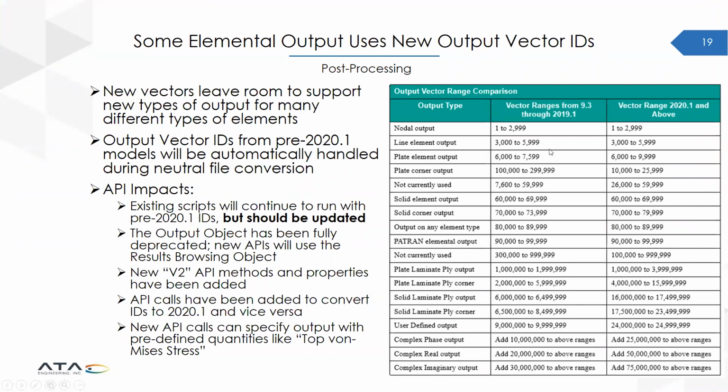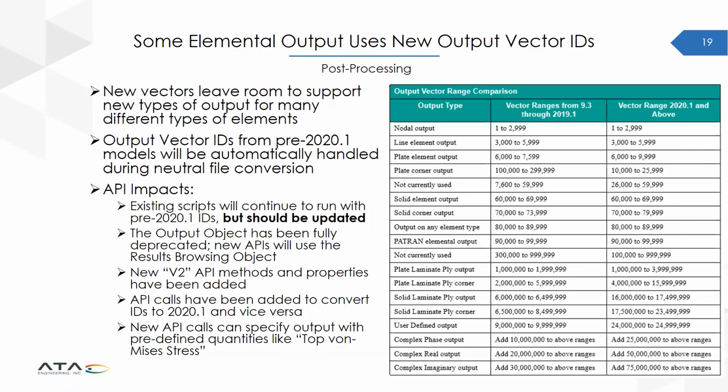So the chart here is from the Femap help. The center column is the output vector IDs from previous versions of Femap. And then on the right is the output vector ID from 2020.1 and also going forward. And you'll see that in some cases, the numbers have been adjusted so that there's more space between them.